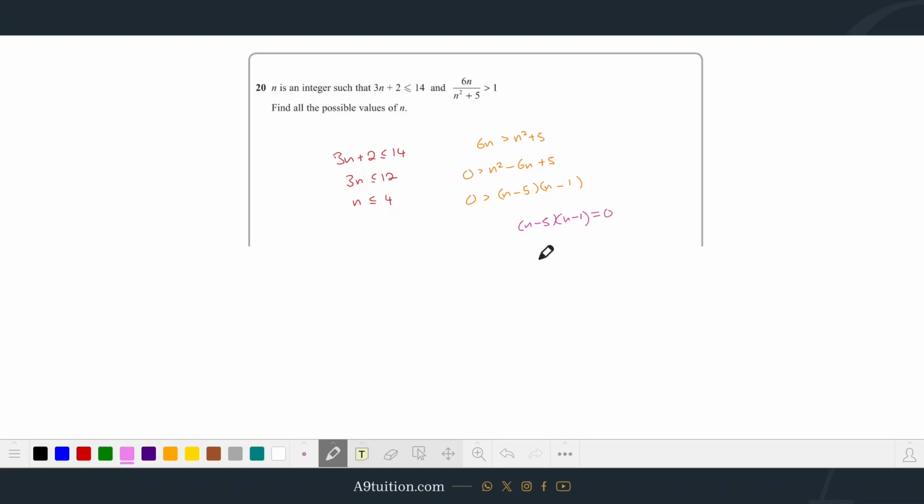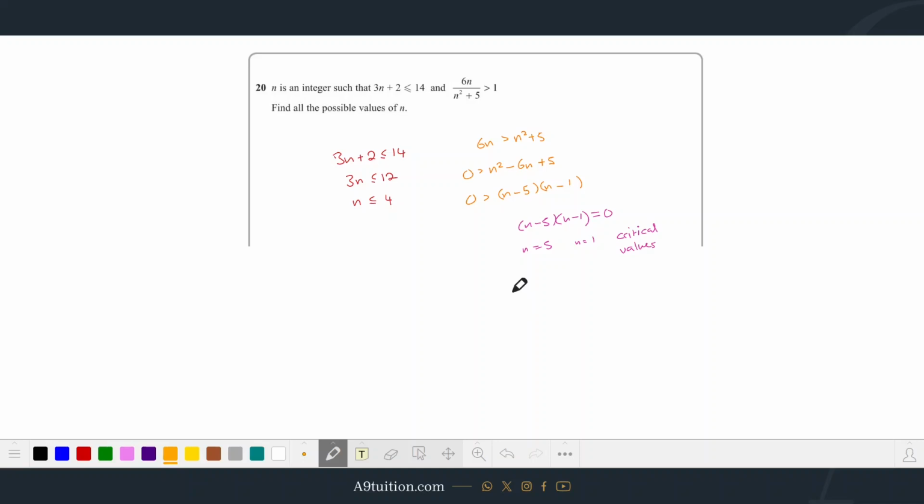What would be the two solutions? The two solutions would be n = 5 and n = 1. So they're my two solutions. They are referred to as my critical values, right? They're not the solutions for my inequality, but they are the limits for the range or ranges I want from my inequality. So those are what are referred to as my critical values. Okay, what do I do with this information?